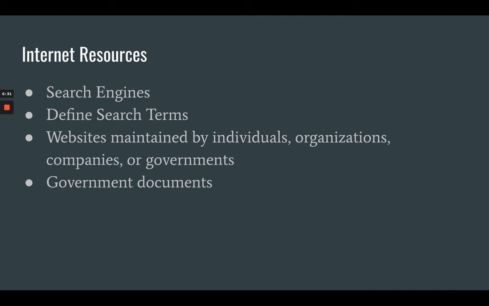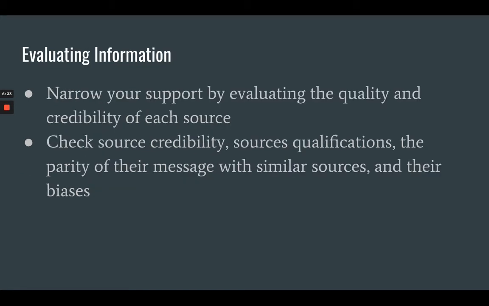And then you also can look for government documents on the internet. So evaluate your information. Like we talked about earlier, narrow your support by evaluating the quality and credibility of each source. Wikipedia is not a valid source. It's not a credible source. We know with Wikipedia, you can find a lot of good information, but we also know that it can be edited by anyone. So the validity and the credibility of the source is flawed when it has the ability for just anyone to go and make changes at will.